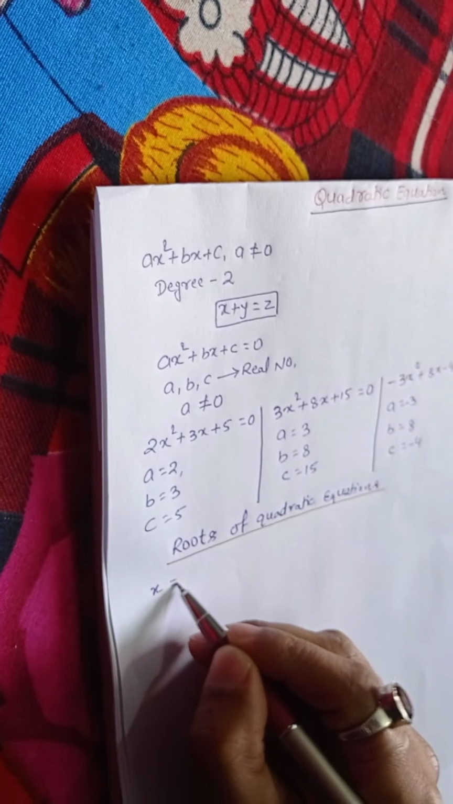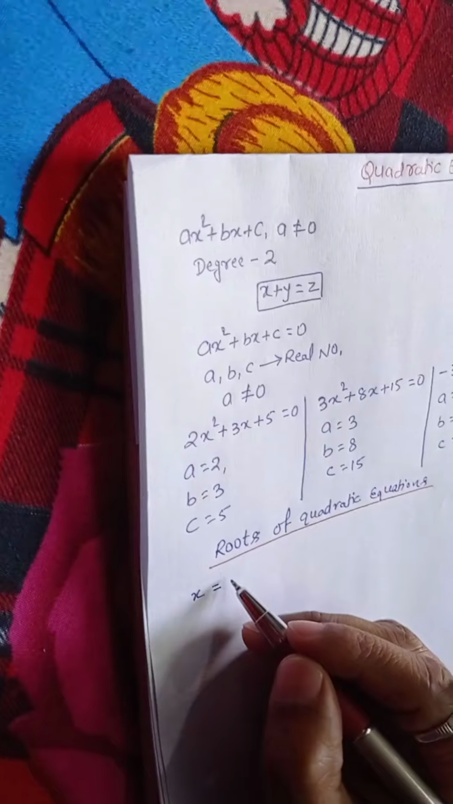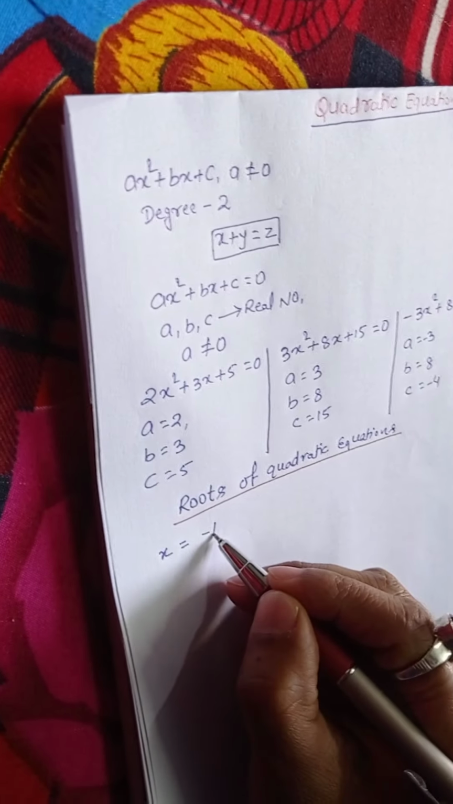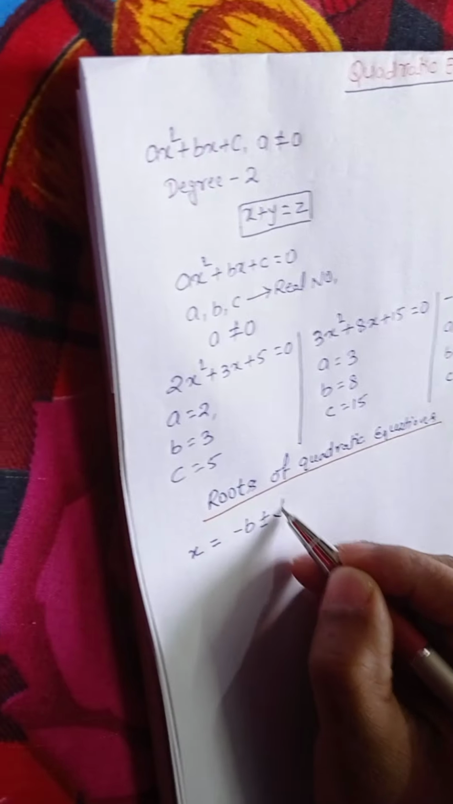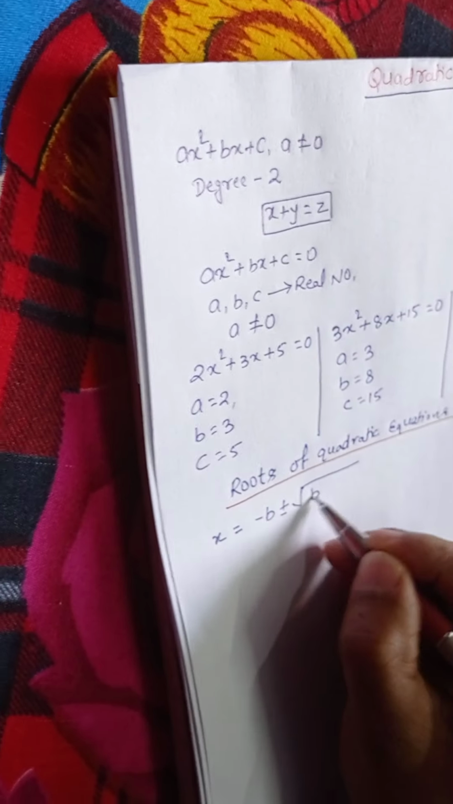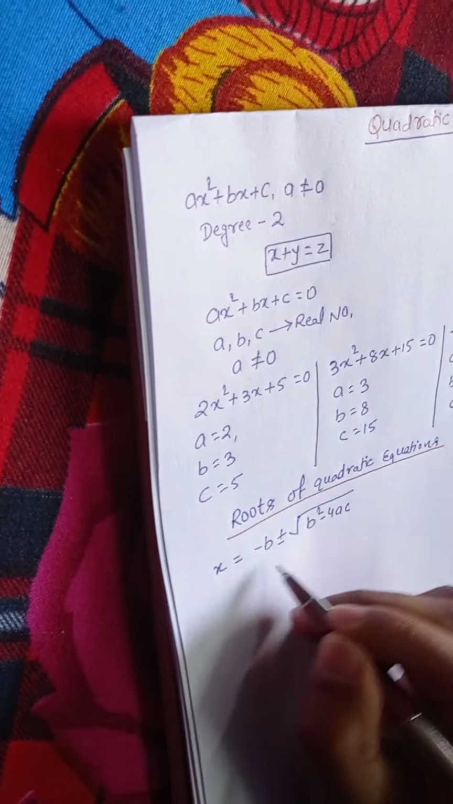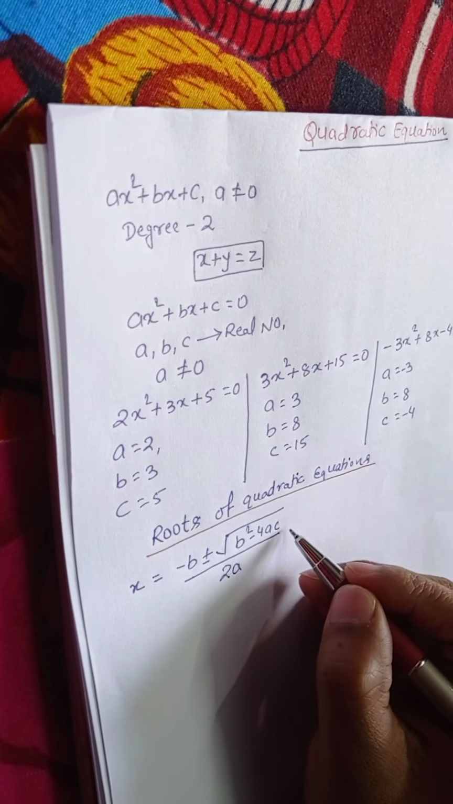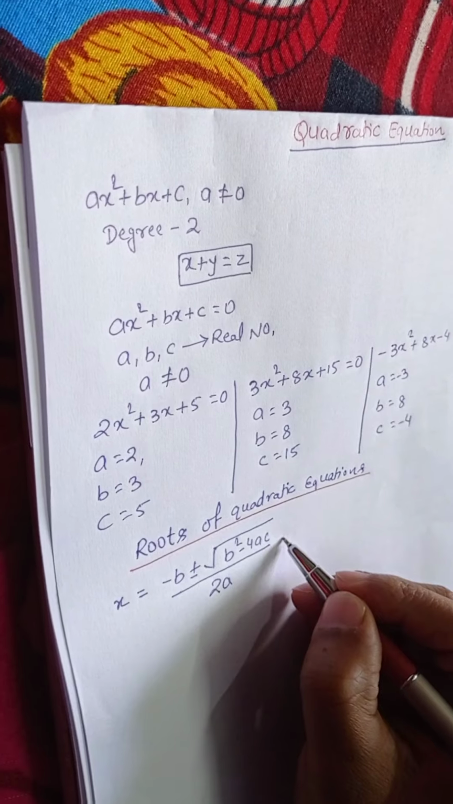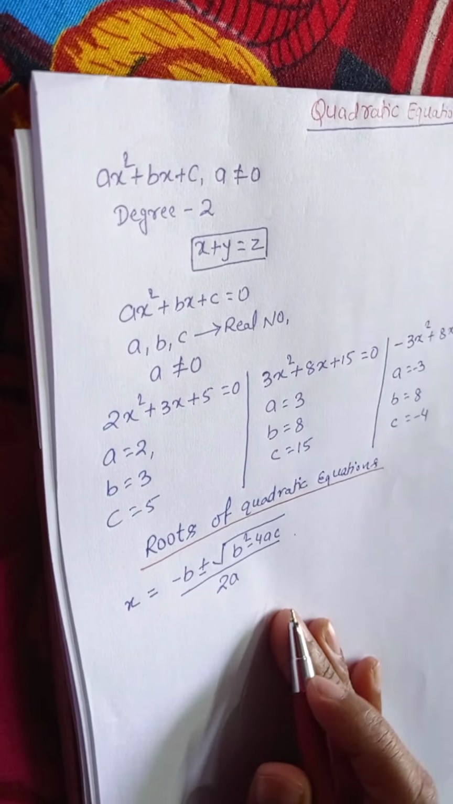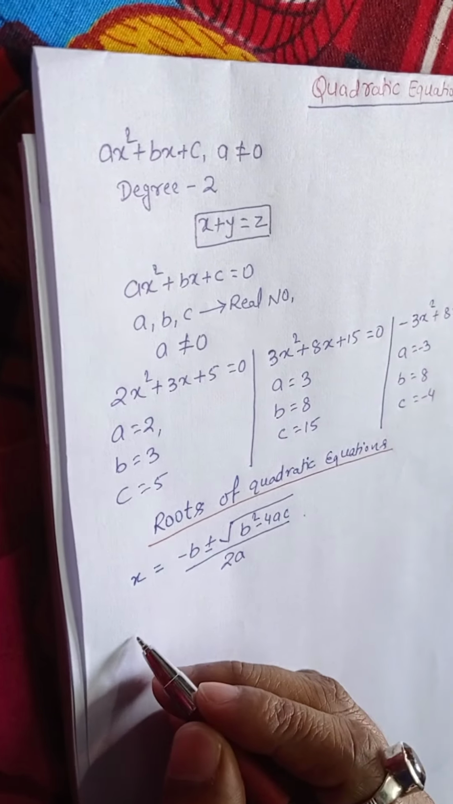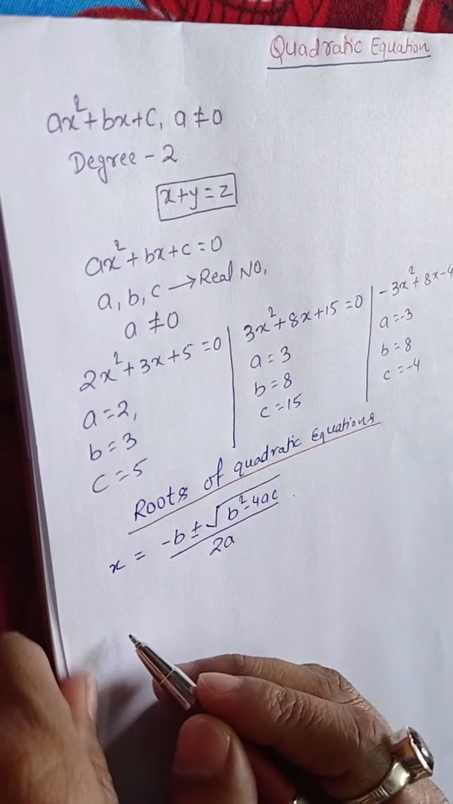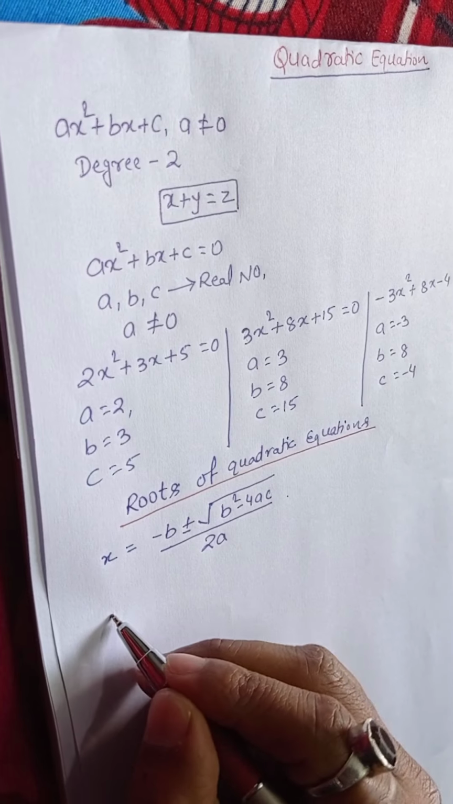Let's see x, because we are discussing the quadratic equation of x. Let x equal to minus b plus minus under root b square minus 4ac by 2a. And we also have another formula for the nature of the roots. We will discuss it later. First we take some examples for the solution of roots of quadratic equation.